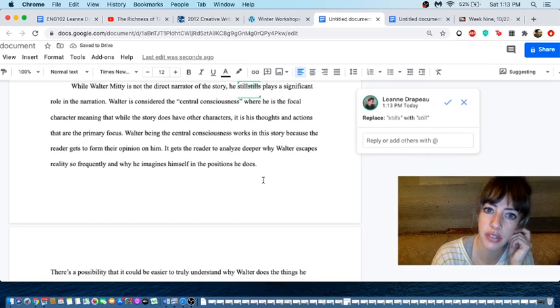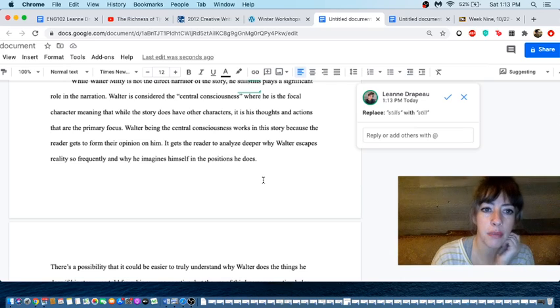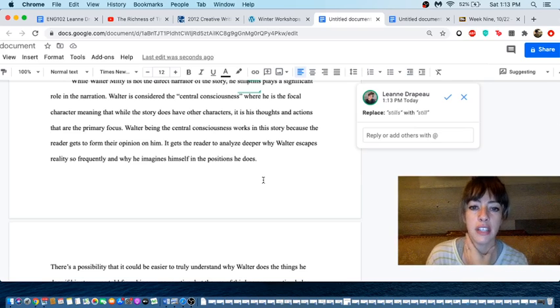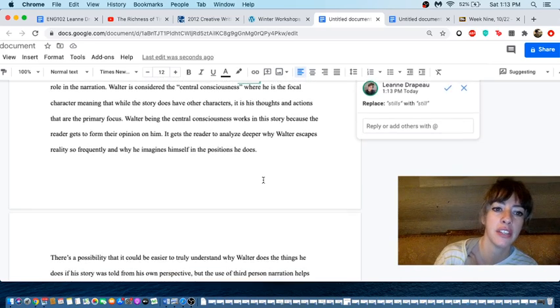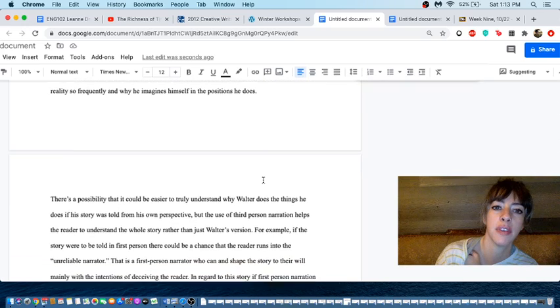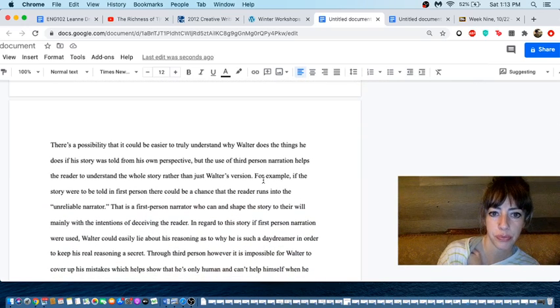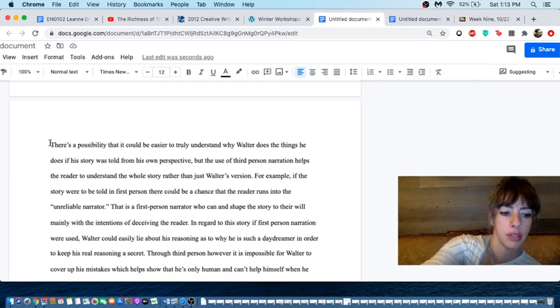"Walter is considered the central consciousness where he is the focal character, meaning that while the story does have other characters, it is his thoughts and actions that are the primary focus. Walter being the central consciousness works in the story because the reader gets to form their opinion on him or about him. It gets the reader to analyze deeper why Walter escapes reality so frequently and why he imagines himself in the position he does." I think this should be a new paragraph.